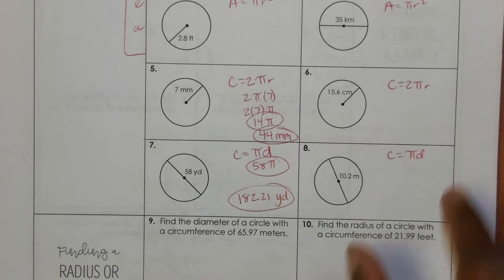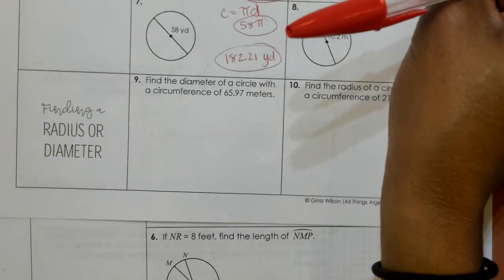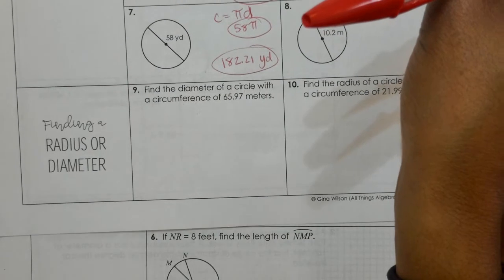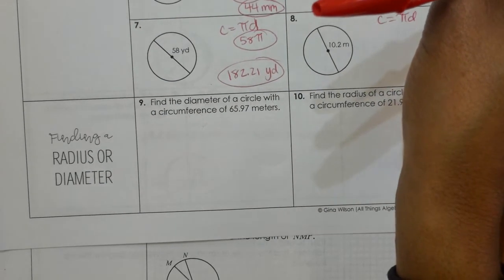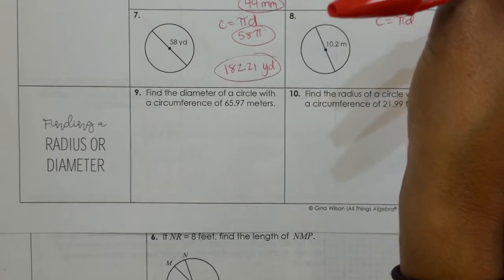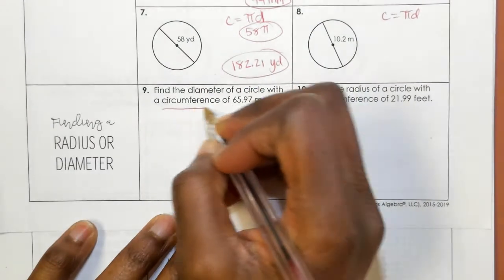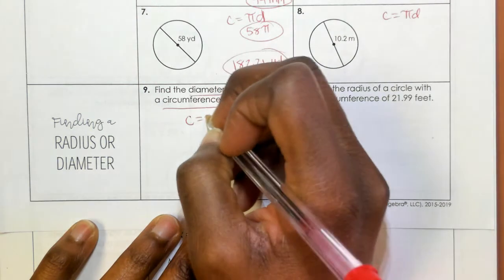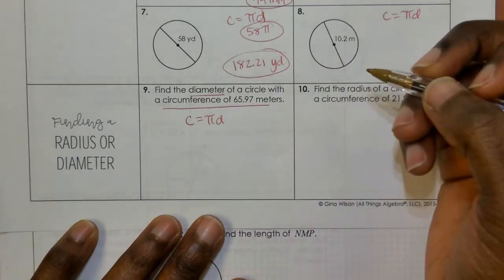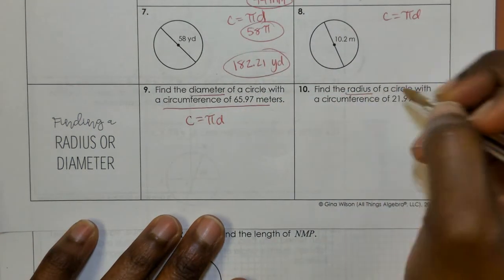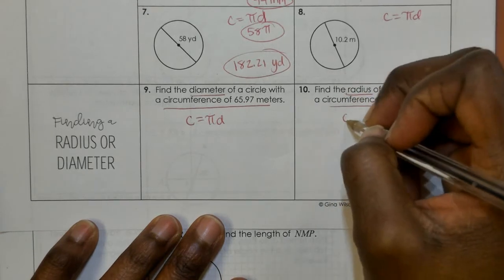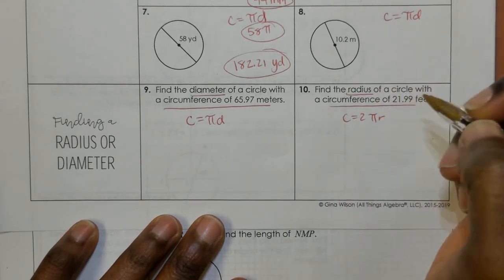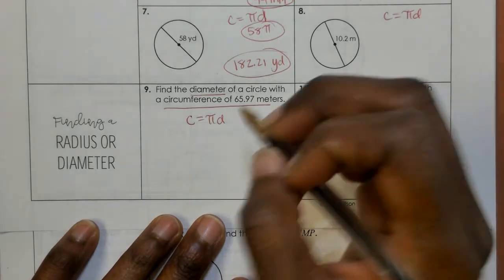Okay. When you are finding the radius or diameter, so if you are given the circumference or the area and you're trying to find the radius or diameter, you still use whatever they've given you, that formula. So circumference is given, and we're trying to find the diameter, so we use the formula that has diameter and circumference in it. Radius we're looking for, and we're given the circumference, so we use the one that has radius and circumference. Okay, and then we plug in what we know.